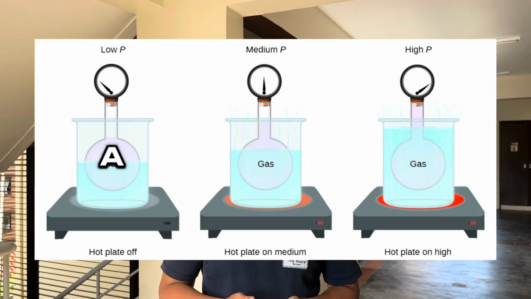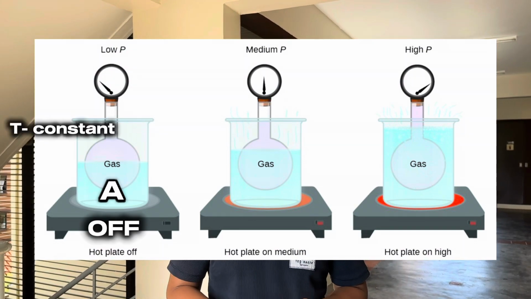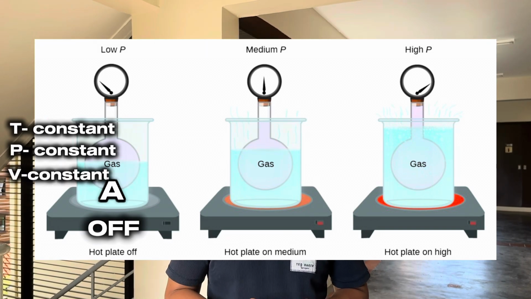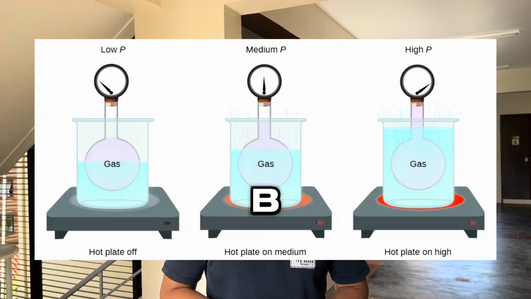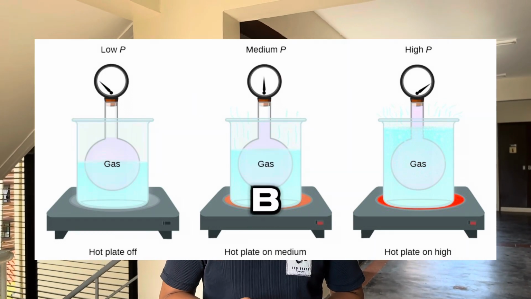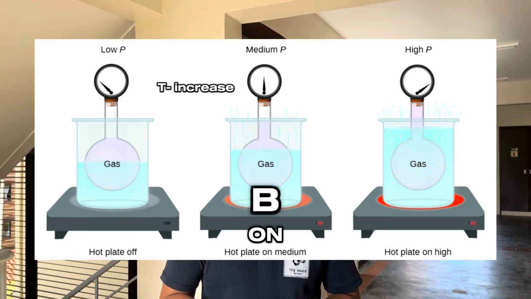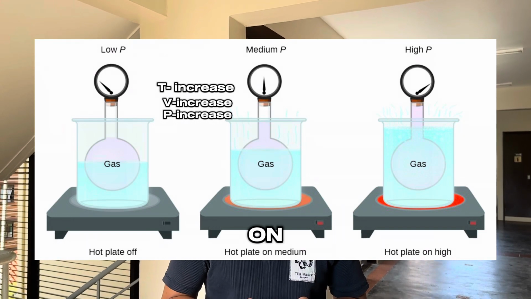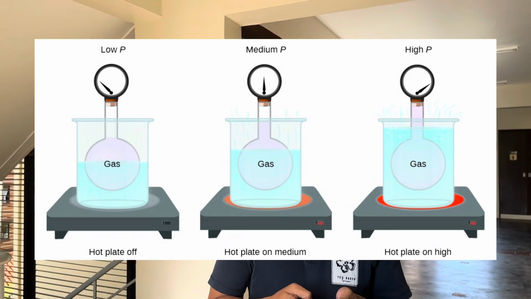For part A, I will turn off the hot plate and the temperature will remain constant, so the pressure will remain constant also, followed by volume. For beaker B, I will increase the temperature by turning on the hot plate to medium level, so the volume and pressure will follow using the formula PV equal to nRT.